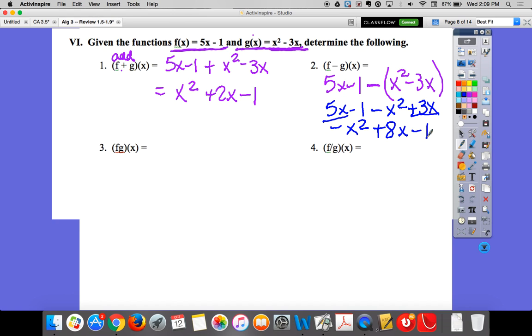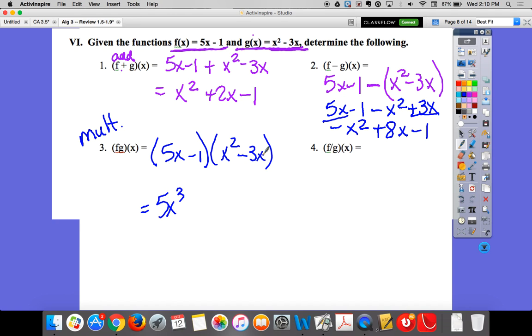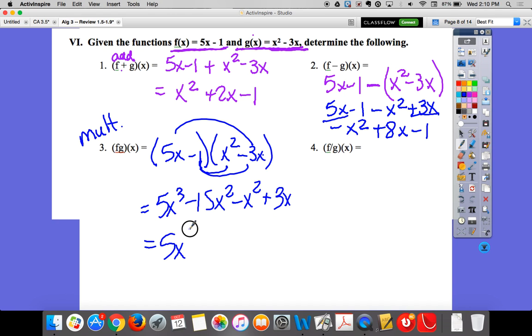All right, when we do this one and they're squashed together, that means we're multiplying. So I've got 5x minus 1 times x squared minus 3x. So that's boiling it out. 5x times x squared is 5x cubed. 5x times 3x is a negative 15x squared. Then come down and distribute that negative x squared. And there we go with a positive 3x. Put your like terms together: 5x cubed, negative 16x squared, and a positive 3x.